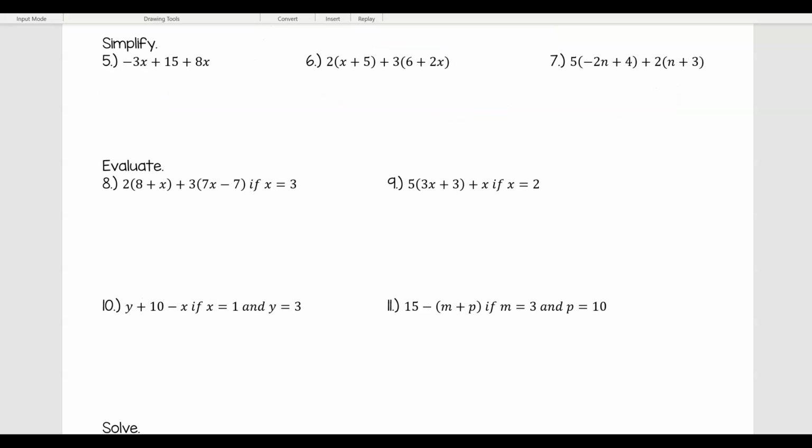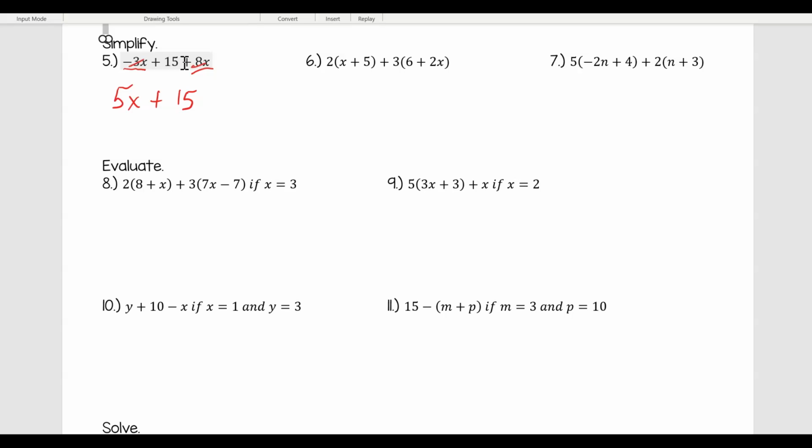Okay, so now I want to simplify some expressions. Remember what we want to do here is combine like terms. So here are my like terms, negative 3x and 8x. If I combine those two, that would be 5x. Okay, so I've combined those like terms. I don't have to look at them anymore. And then I still have the plus 15 living there, and that's going to be in simplest form.